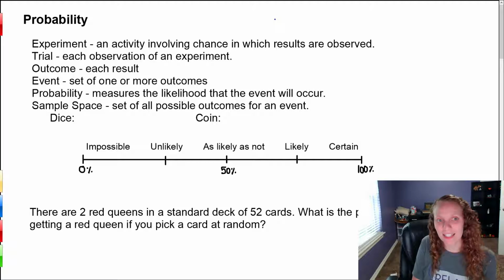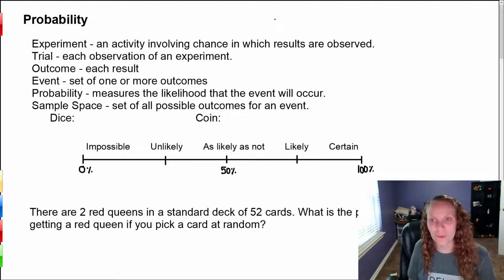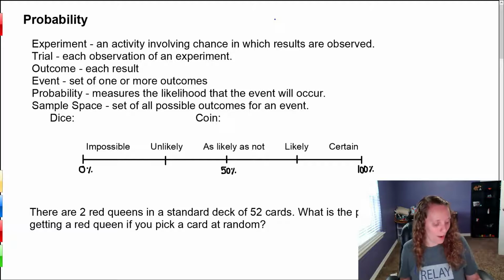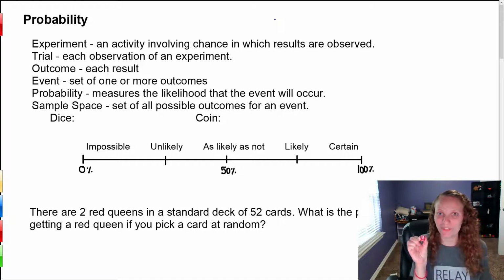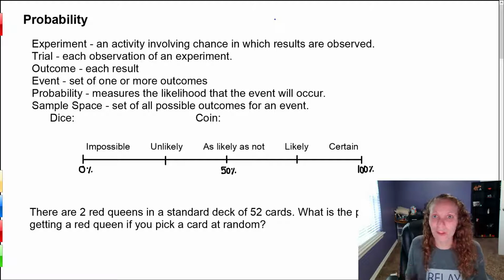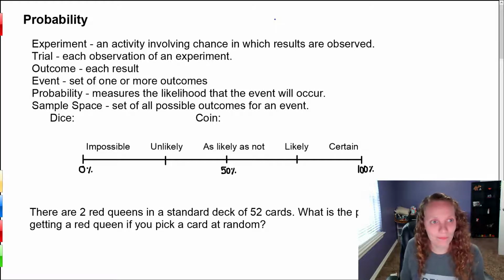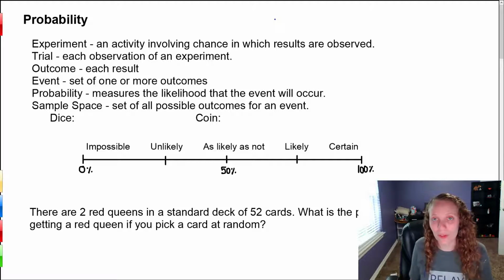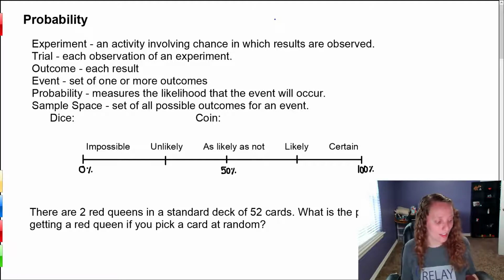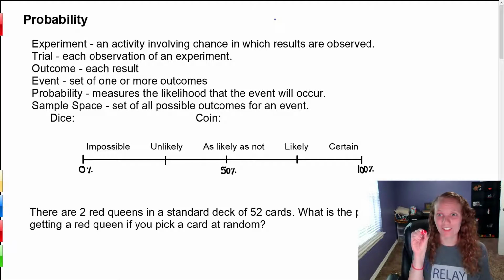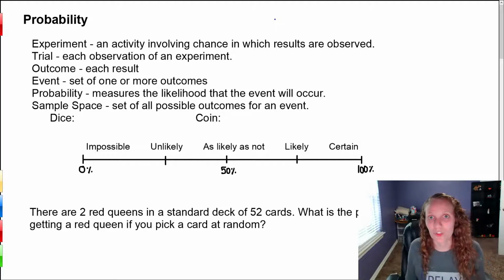An experiment is an activity involving chance in which results are observed. So I have this dice here. And an experiment would be me rolling the dice. There are 6 sides to this dice, and it involves chance because we don't control what number this dice is going to land on. And then we would roll it once, and we would look and see what it landed on. So I'm going to try rolling it, and I land on a 3. So that's where you're observing what results you get.